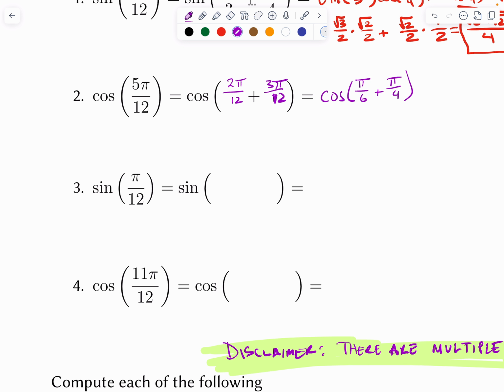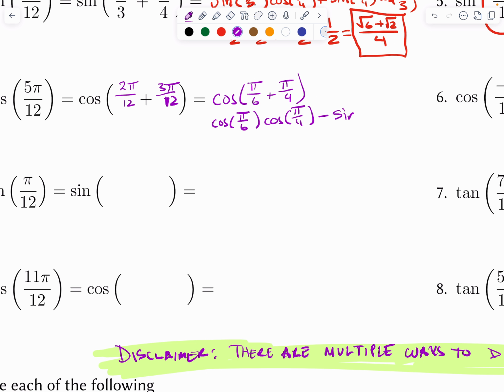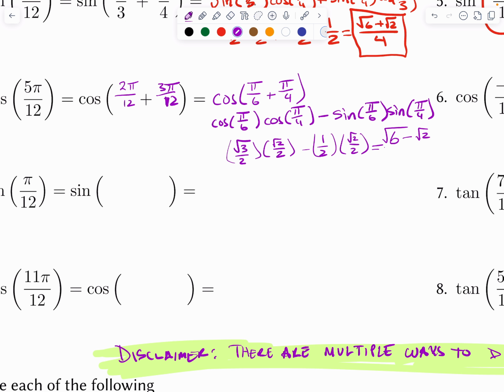And now this is easy enough. This is going to be the cosine of pi over 6 times the cosine of pi over 4 minus the sine of pi over 6 times the sine of pi over 4. So that's going to be cosine of pi over 6 is radical 3 over 2 times radical 2 over 2 minus, sine of pi over 6 is 1/2 times radical 2 over 2. So this is radical 6 minus radical 2 over 4.